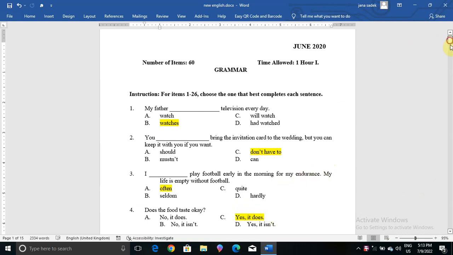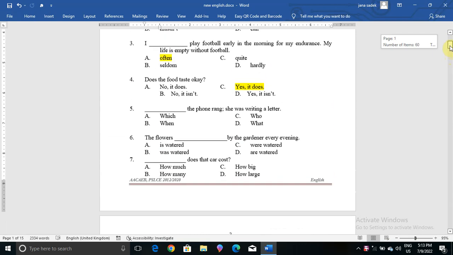Okay, now in question number 5, it says: dash, the phone rang. She was writing a letter. Now here, what are we asking about? A thing, a person, or a question? Here we have a time. The phone rang. She was writing a letter.